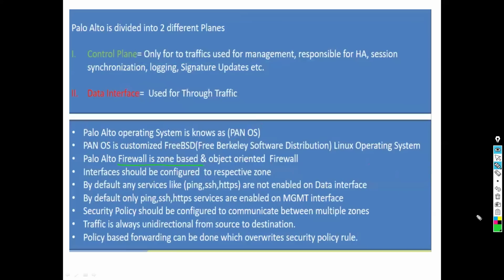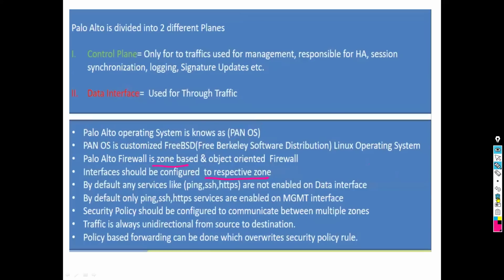It's an object-oriented firewall device. Palo Alto, FortiGate, Checkpoint, ASA, and FTD are called object-oriented firewalls. Here we can create objects like IP address objects, service objects, and range of IP objects. And these objects we can use in our configuration. I will show you how to create objects. Interfaces should be configured to the respective zone because it's a zone-based firewall device.